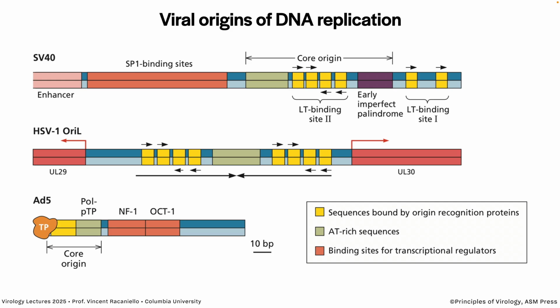And there also happen to be binding sites for transcriptional regulators sprinkled throughout these origins. They're always very close to each other. And you can see here in the herpes ori that there are also two promoters going in opposite directions, indicated by the red arrow. And NF1, OCT1, these are transcriptional regulators. So origins and transcriptional regulators are always near each other.